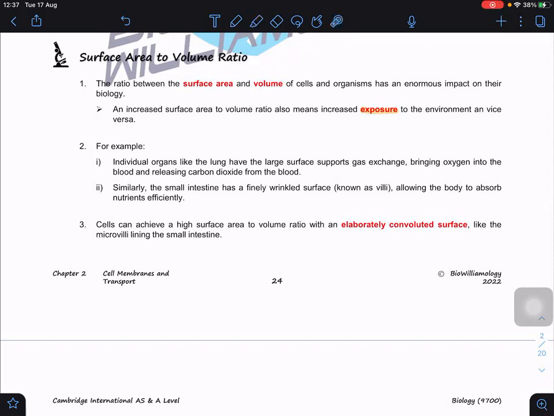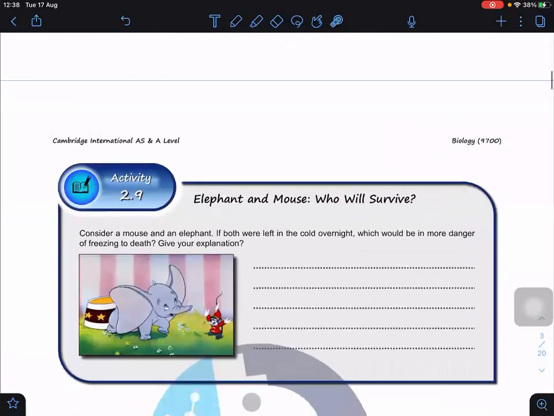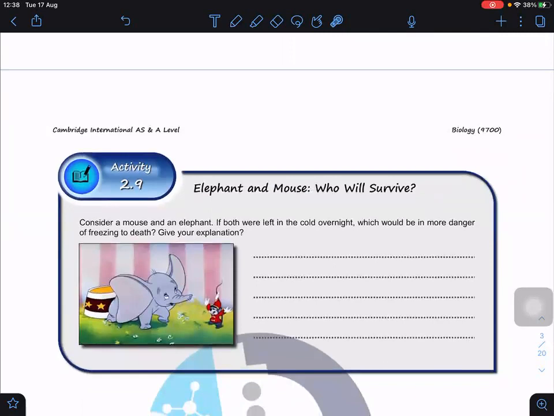Now, for example, individual organs like the lung have a very large surface to support gas exchange, bringing oxygen into the blood and releasing carbon dioxide from the blood. Similarly, our small intestine has a very fine wrinkled surface. Again, we increase surface area by using these villi, and also in the cell we have the microvilli. So the cell can achieve a higher surface area to volume ratio with an elaborately convoluted surface, for example the microvilli that line the small intestine, which we have learned about.